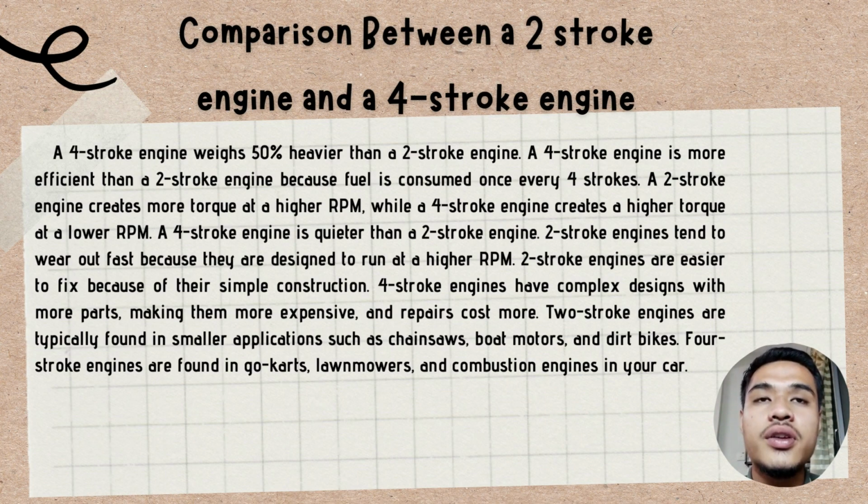Comparison between a 2-stroke engine and a 4-stroke engine. A 4-stroke engine weighs 15% heavier than a 2-stroke engine. A 4-stroke engine is more efficient than a 2-stroke engine because fuel is consumed on every 4-stroke. A 2-stroke engine creates more torque at a higher RPM, while a 4-stroke engine creates higher torque at a lower RPM.